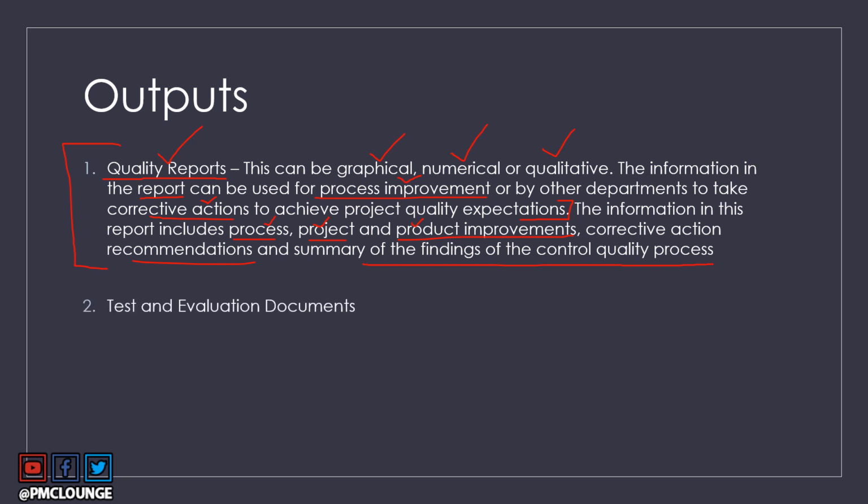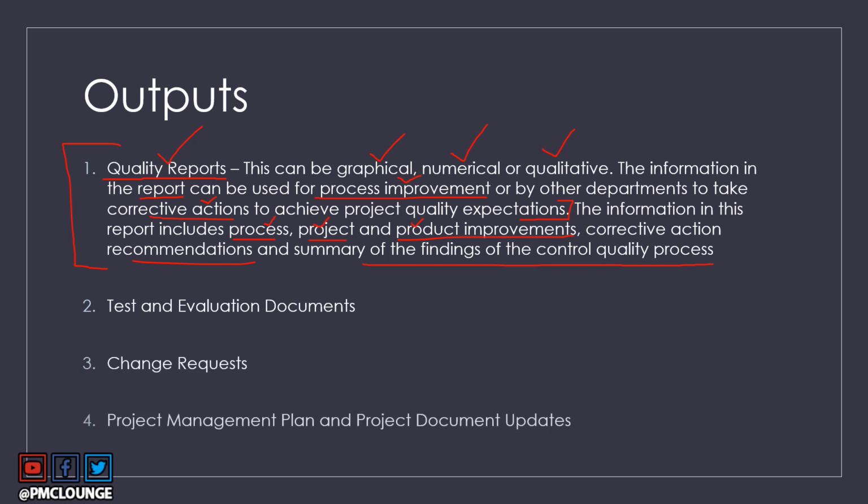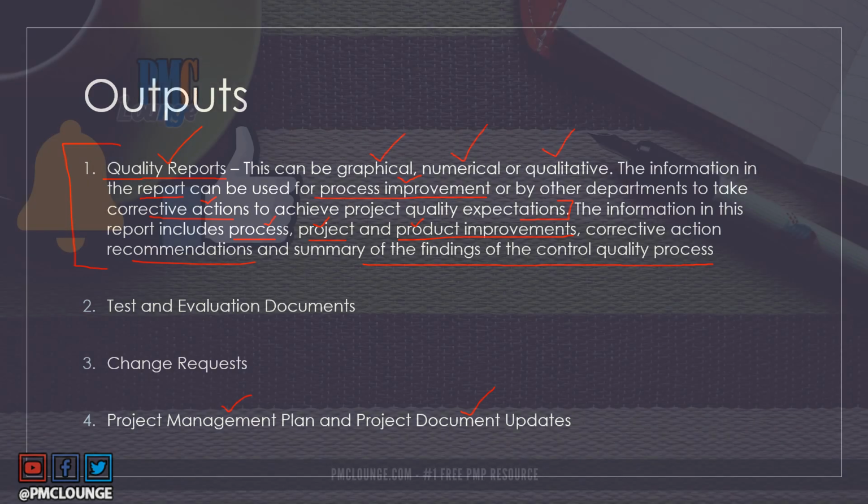Test and evaluation documents. What are some of the testing and evaluation which have to be performed in the project? That is an output of the managed quality process. Change requests, and of course document updates for the project management plan and project documents. They also receive certain updates after a lot of processes in the PMBOK mapping.